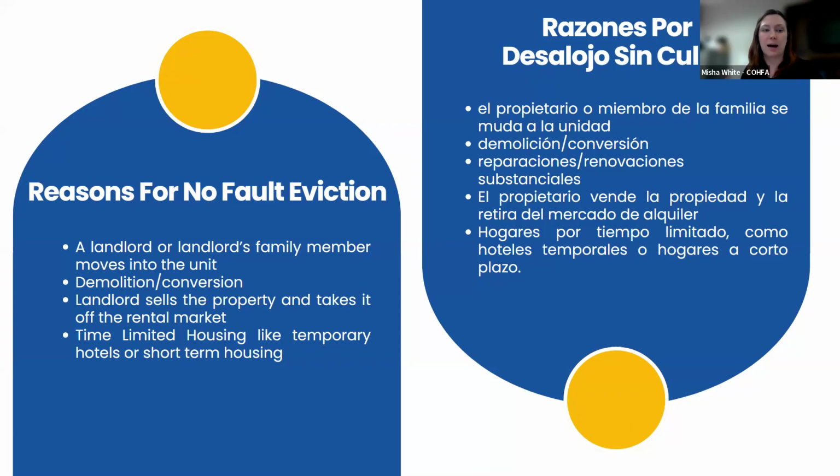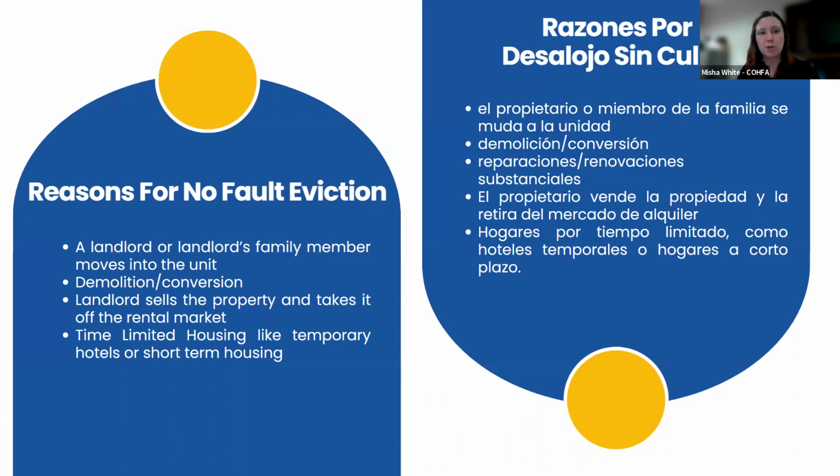And then time-limited housing. That's housing that was set up to be temporary in nature to begin with, like hotels or other kinds of short-term housing. These would be essentially the four reasons that there could be a no-fault eviction or a reason to end a tenancy. With these, though, there are a number of notices.